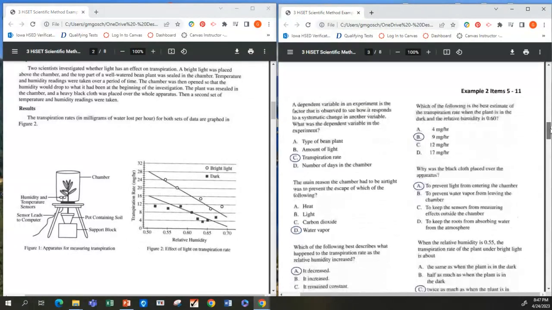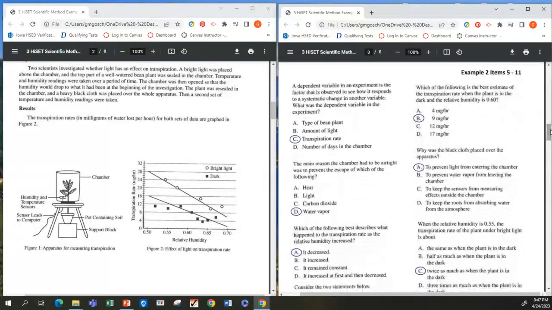Okay, going on to our questions. A dependent variable in an experiment is the factor that is observed to see how it responds to a systematic change in another variable. What was the dependent variable in this experiment that they are trying to measure? They're not trying to measure the type of bean plant or the amount of light. The number of days in the chamber don't make sense, but the transpiration rate, that's what this chart is all about, is this rate of transpiration given the humidity and whether or not it's in the light or in the dark. So we're looking at C there.